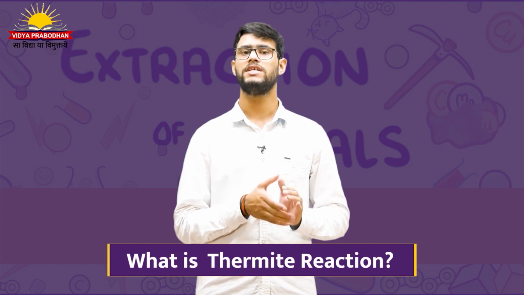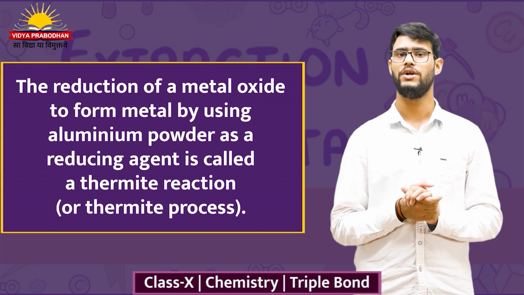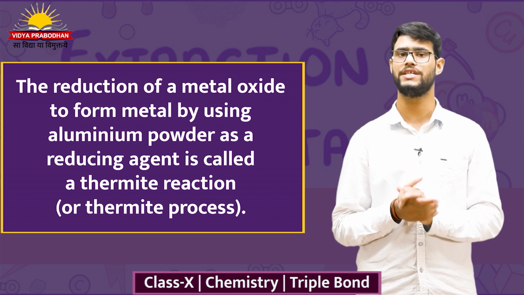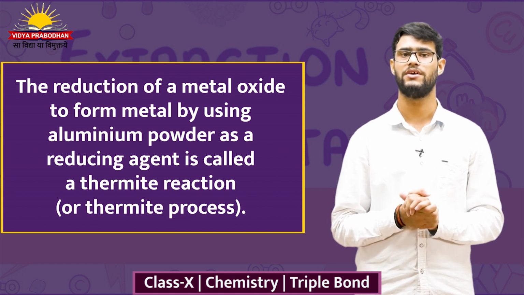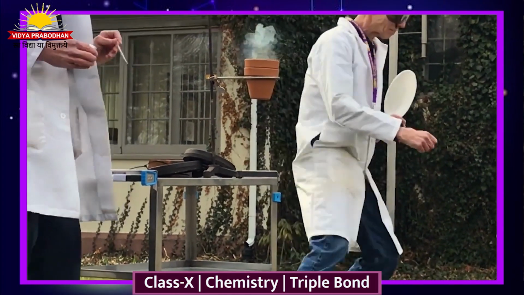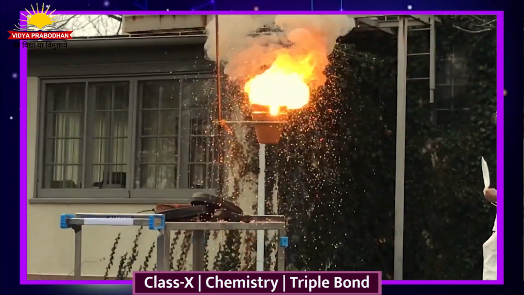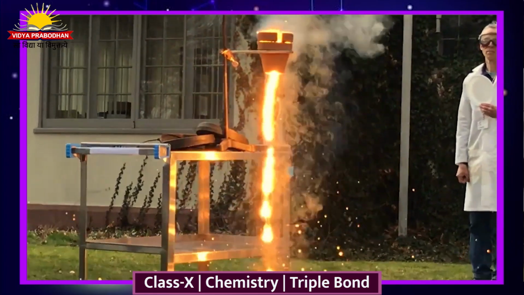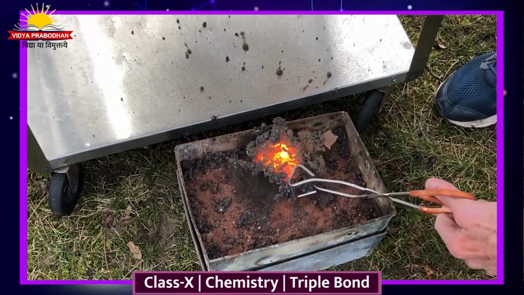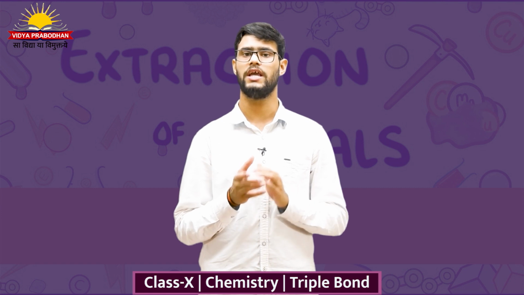Now we will see what is thermite reaction. The reduction of a metal oxide to form a metal by using aluminium powder as a reducing agent is called a thermite reaction or thermite process. The reaction of a metal oxide with aluminium powder to produce metals is highly exothermic, in which a large amount of heat is evolved. In fact, the amount of heat evolved is so large that the metal is produced in the molten state.